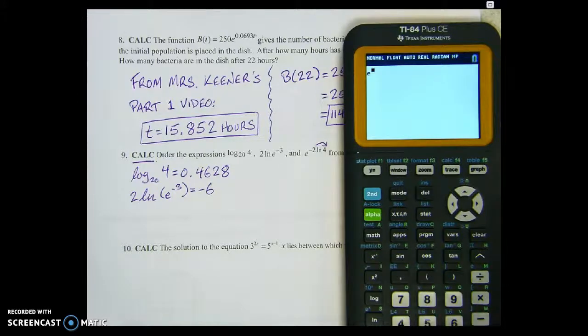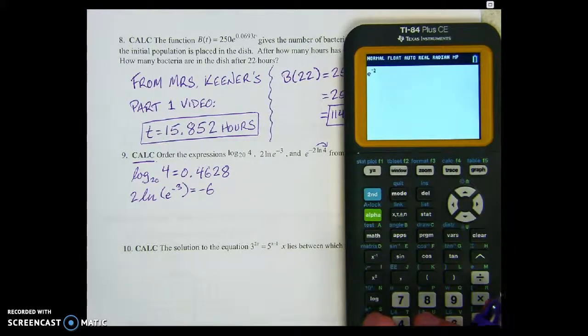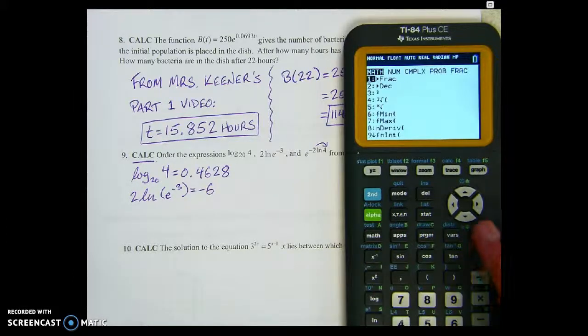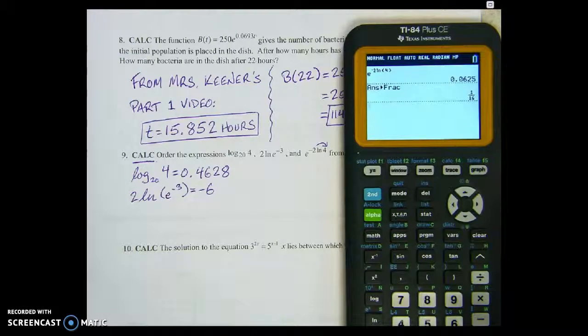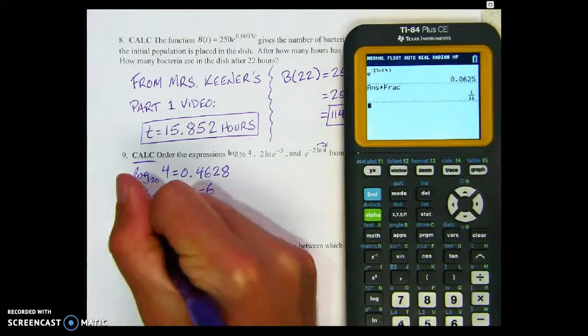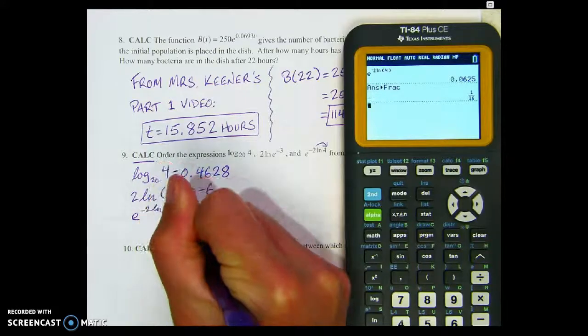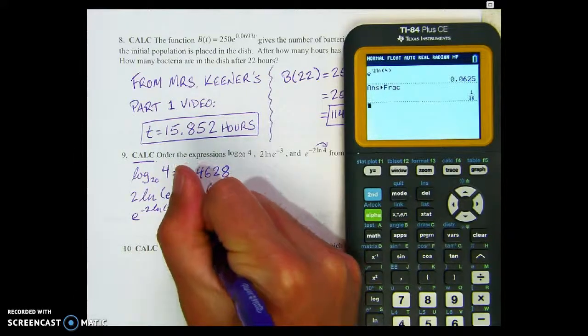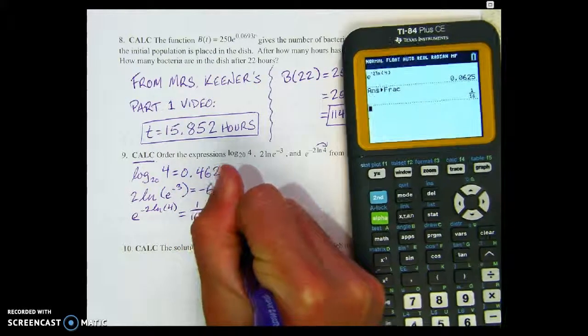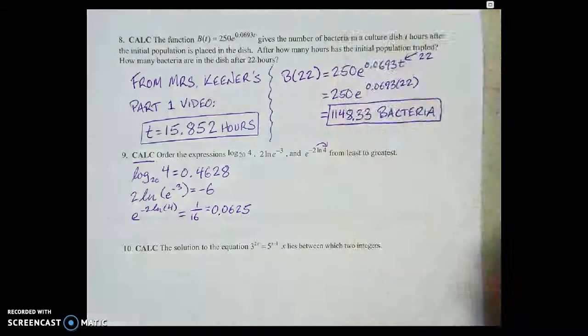E to the power of negative 2 times the natural log of 4. What do we get? Ooh, we get 0.0625. Calculator actually has a cool function where I can go to math and then turn that number into a fraction. And check it out, we get 1 over 16, just like we expected. So e to the negative 2 natural log 4 is equal to 1 over 16, which is really just 0.0625.